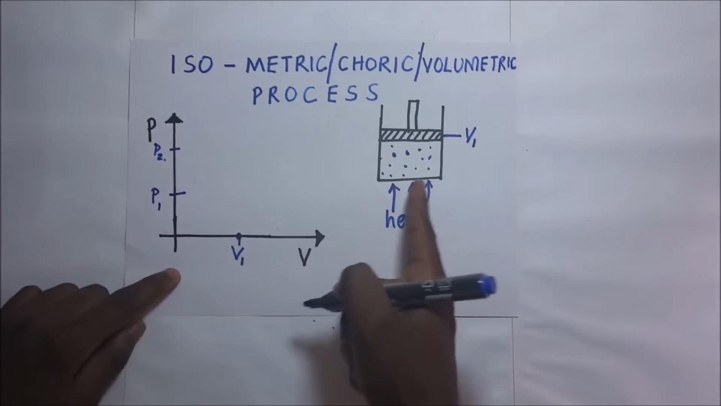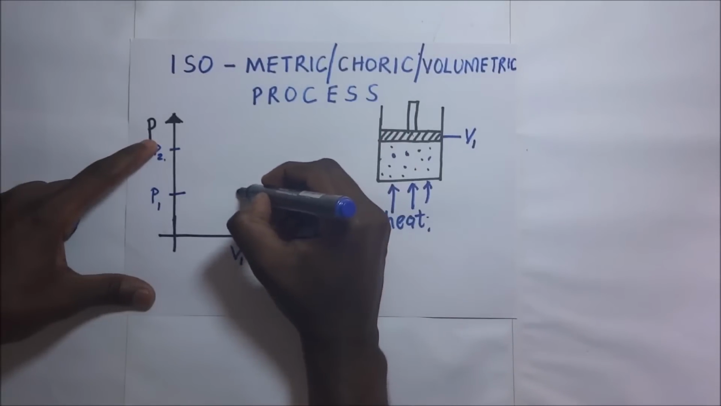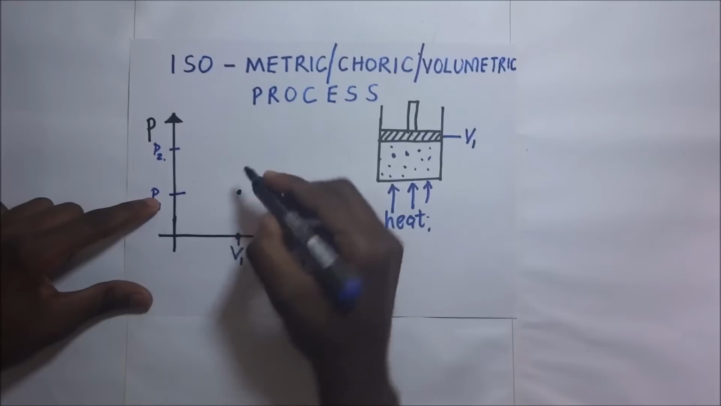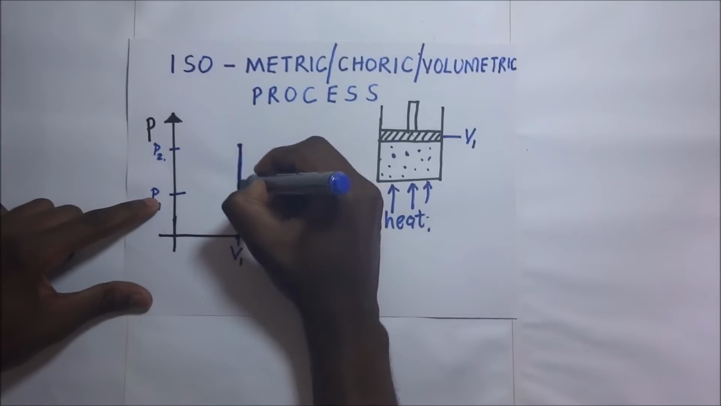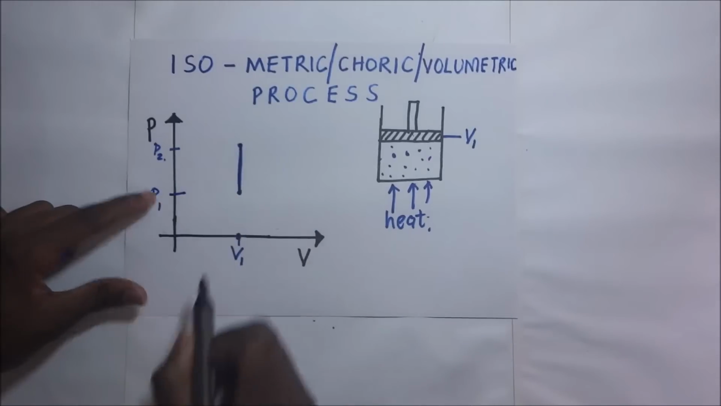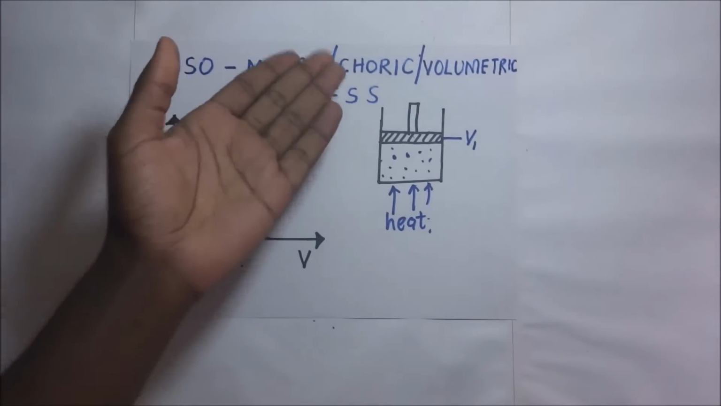And so it means that when we are drawing a PV diagram for an isometric process, it's going to start from there. The pressure was at that point, and that pressure will increase to that point. It's going to be the same volume. So the PV diagram is simply that for an isometric process.